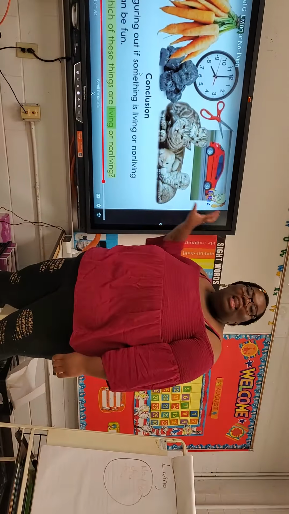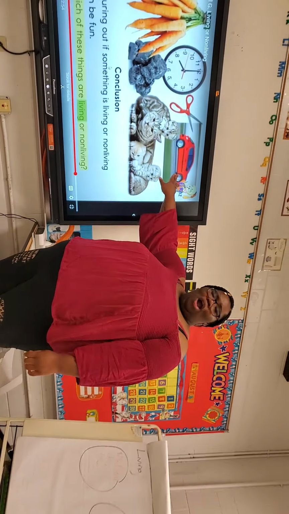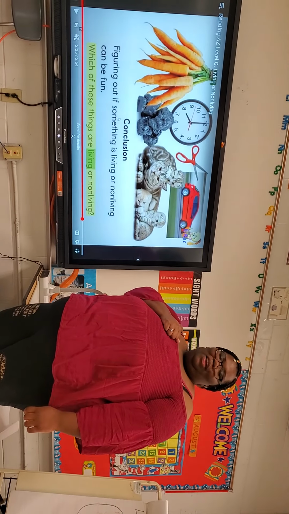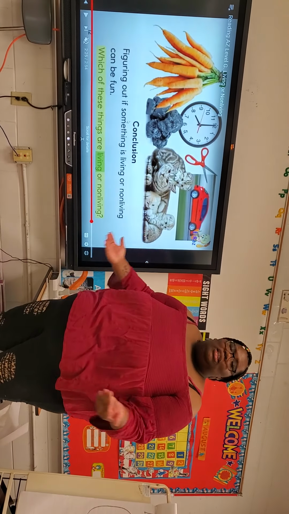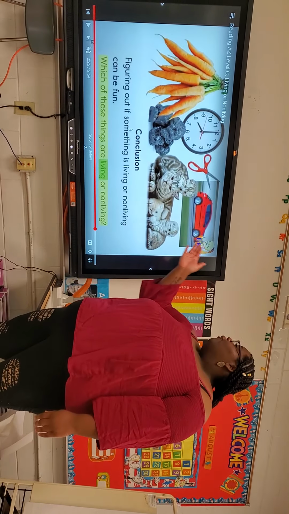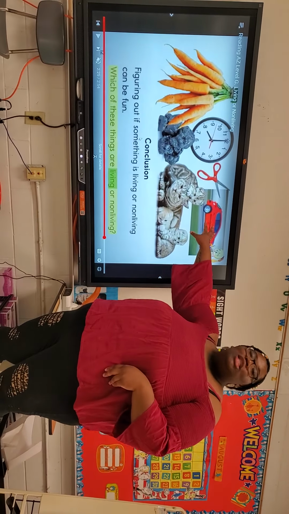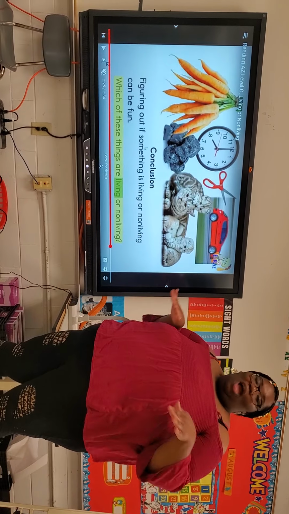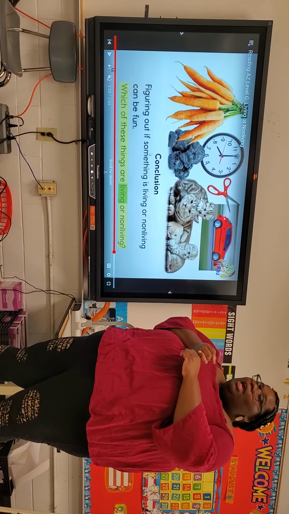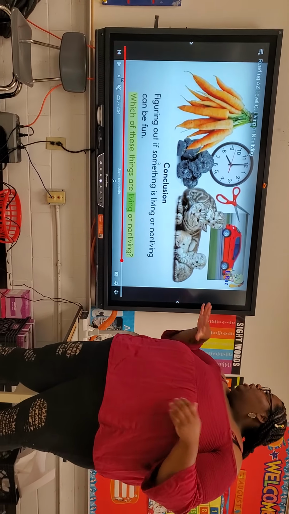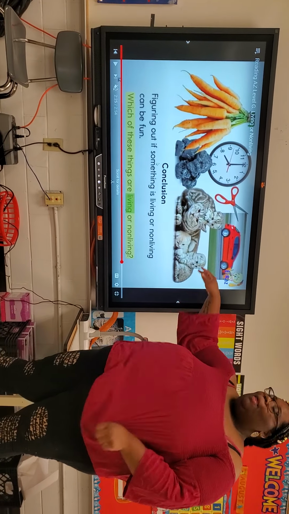alive. Can a car be living or can it be non-living? Non-living. A car doesn't need all those things to keep it running. A car runs off of gas. It runs off of different things that a car needs to move. It does not reproduce. It does not grow. It does not need water or food. So it's considered a non-living thing.